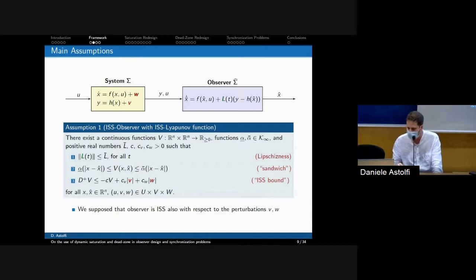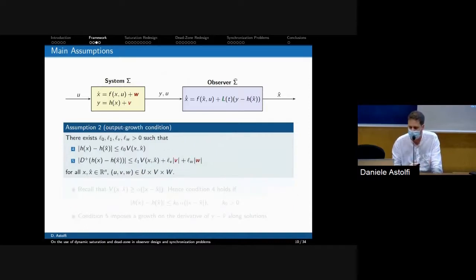And the second assumption that we need for this framework is the following, which is what we call the output growth condition. The first condition is simply that the difference between y and y hat is bounded by the Lyapunov function. And the second condition considers the derivative of the difference between y and y hat. And again, it has to be bounded by the Lyapunov function and also by the measurement noise and perturbation error.